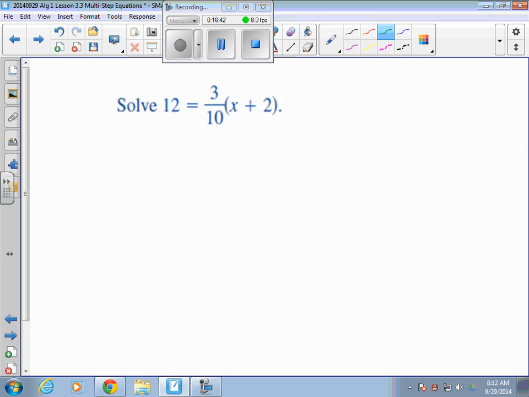Okay, one more. Take a minute to do this one. Multiply by the reciprocal first. Do it just like the example we just did. It'll be a lot quicker for you.